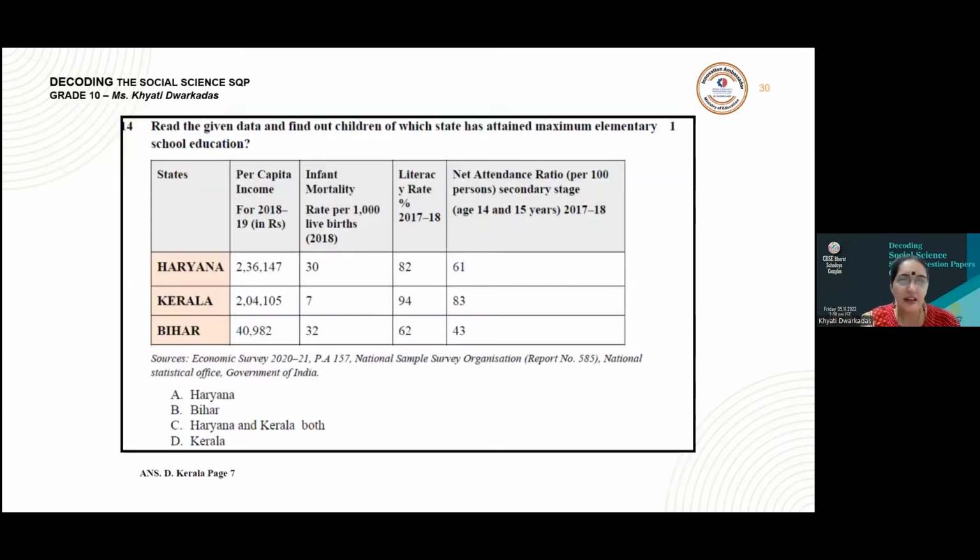Then we have read the given data. We've come back to economics now. Read the given data.